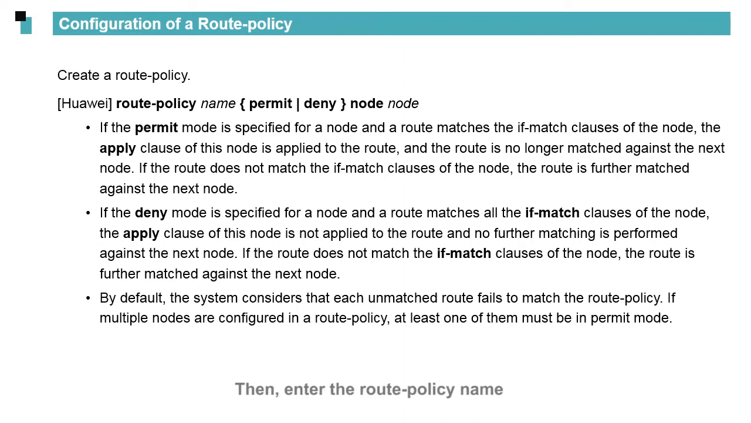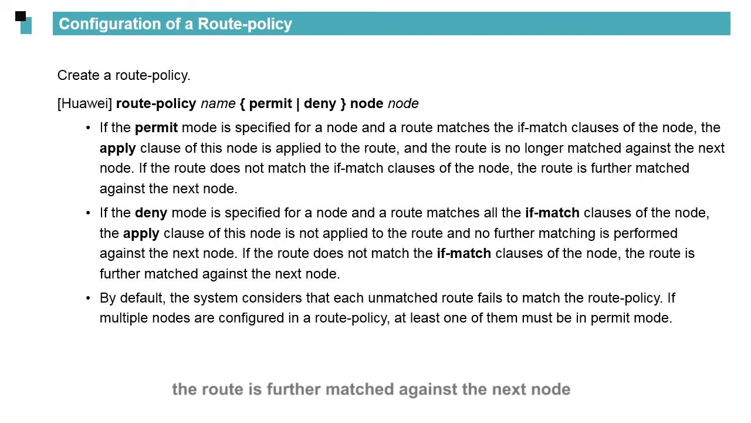Then, enter the Route-policy name, specify the permit or deny mode, and set a node ID. If the permit mode is specified for a node and a route matches the if-match clauses of the node, the apply clause of this node is applied to the route, and the route is no longer matched against the next node. If the route does not match the if-match clauses of the node, the route is further matched against the next node.